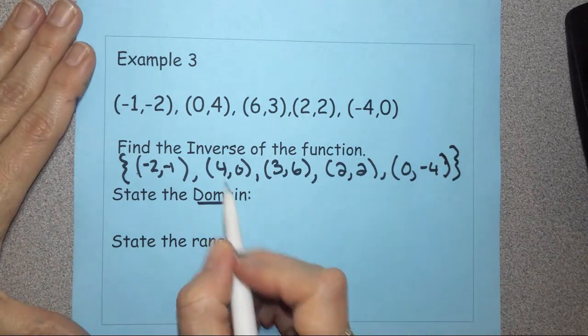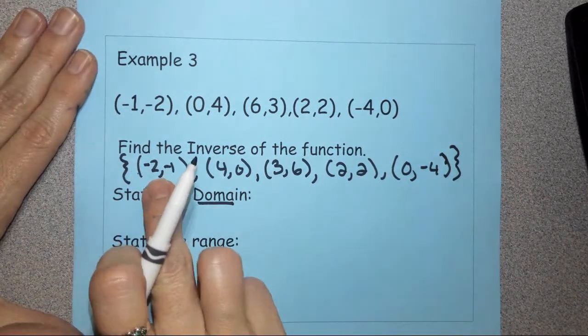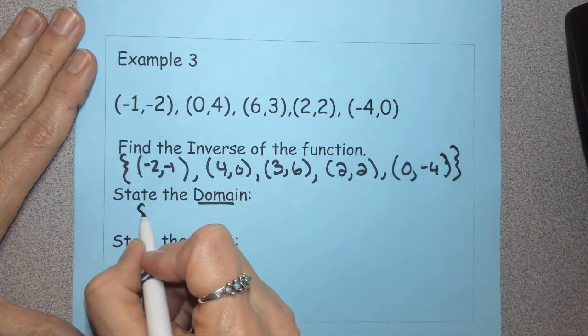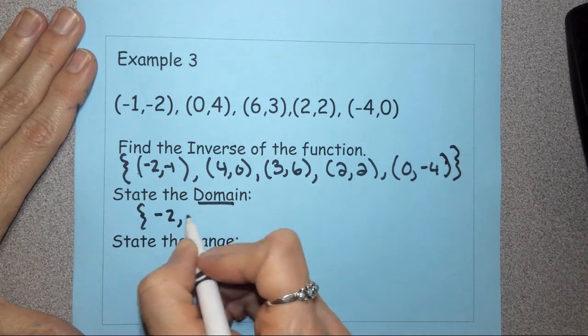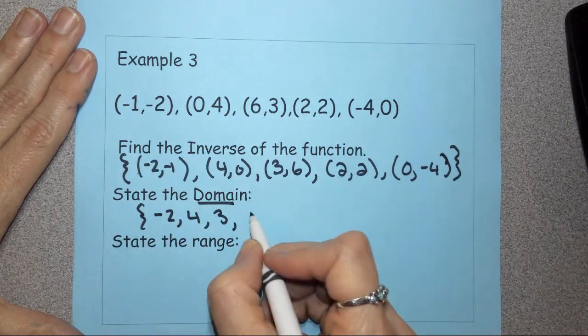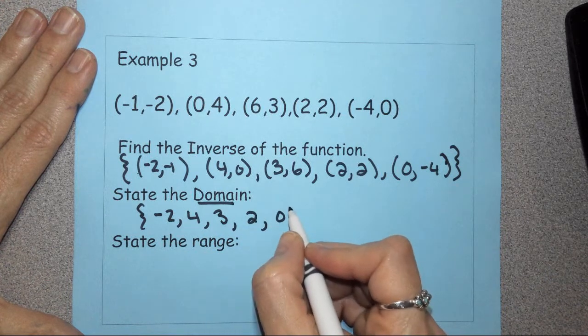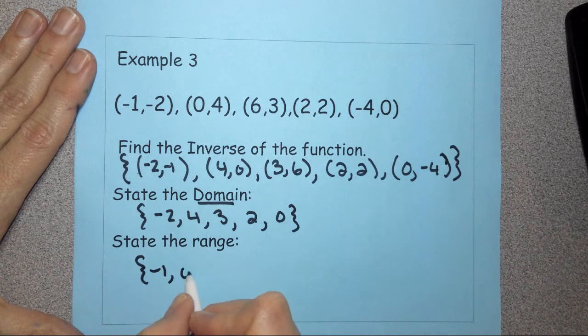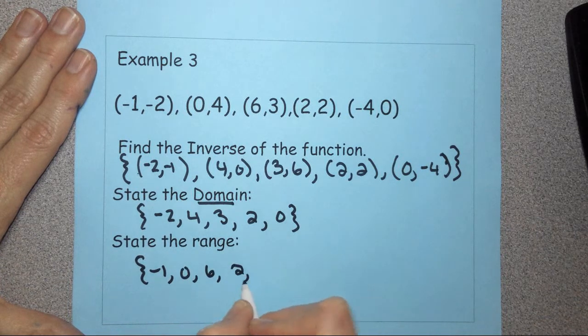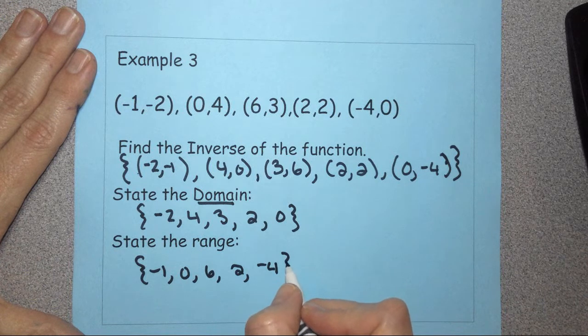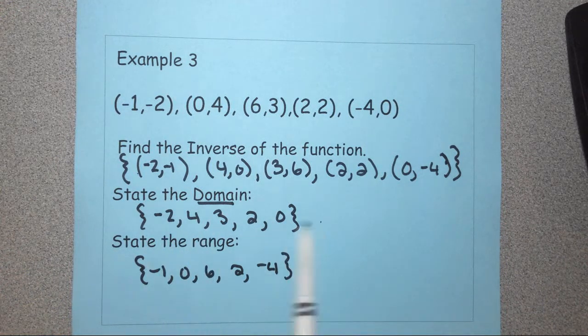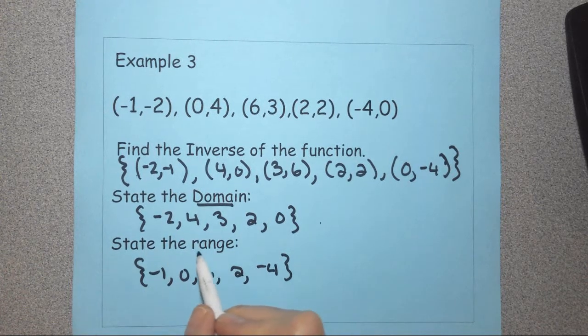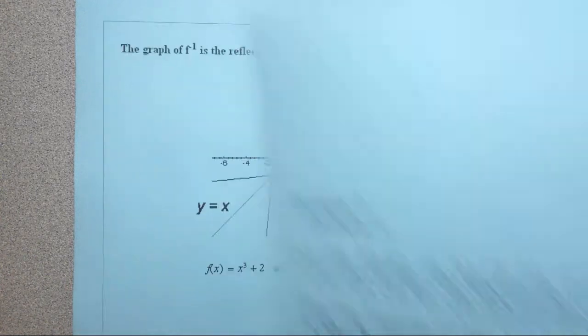The domain values of the inverse are the x's that I have listed here. So the domain is going to be -2, 4, 3, +2, and 0. For the range values, I'm going to have -1, 0, 6, 2, and -4. Now usually I order these from smallest to biggest, but for right now I just listed my x's for the domain and my ranges I listed the new y values after I flipped.